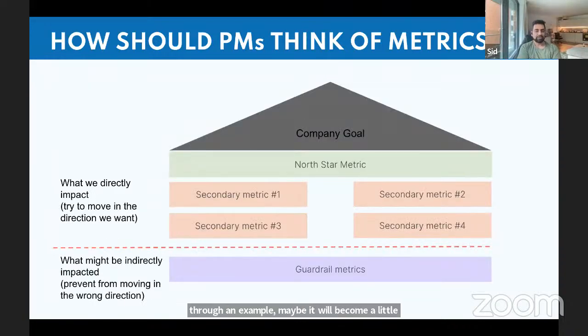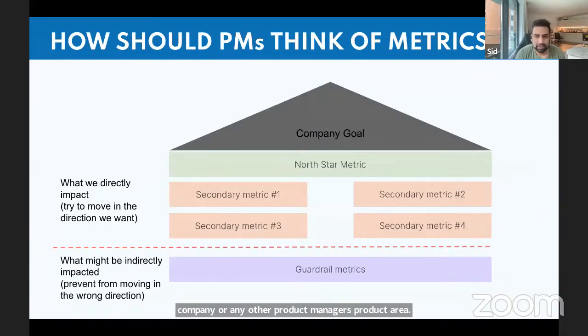So just to summarize, how to think of metrics is that always start with a company goal, then have a North Star metric, which should give you a very good sense that you're in the right direction, but then have relevant secondary metrics that also measure the health of everything happening under the hood, so that nothing is breaking. And then have guardrail metrics to ensure that you are not negatively impacting the company or any other product manager's product area.